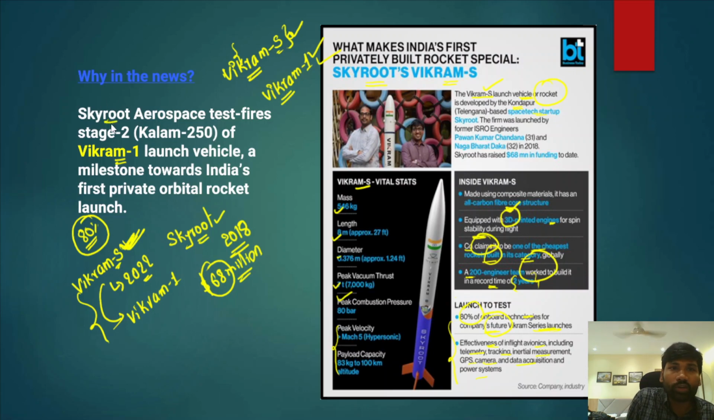So Skyroot Aerospace test-fires stage 2. Okay, so the first stage was Vikram-S, which was launched in the year 2022, and stage 2 was Vikram-1. So they have tested stage 2 of the Vikram-1 launch vehicle, and it is considered a milestone towards India's first private orbital rocket launch.